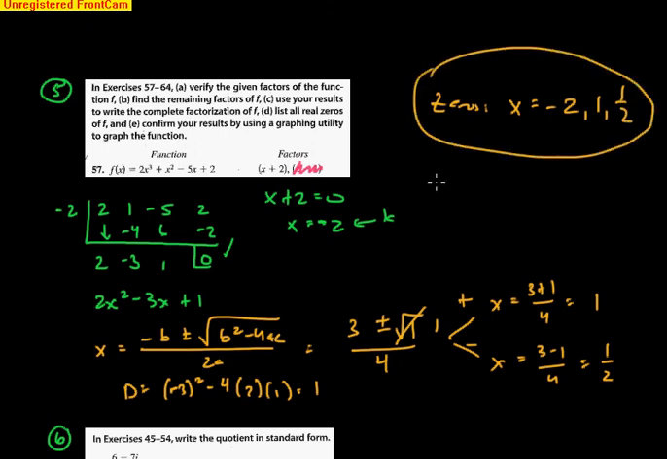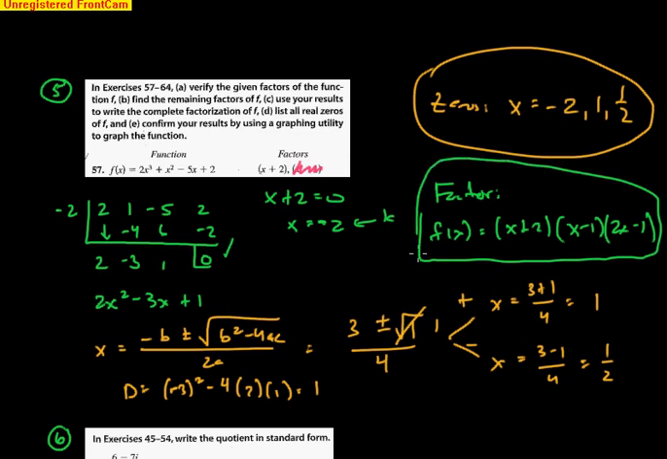The factorization of this polynomial f of x is the original one, x plus 2. This 1 becomes x minus 1, and the 1/2 becomes 2x minus 1. The 2 goes with the x, and then you subtract the 1, 2x minus 1. And there's the factored form. So make sure you can do both for the quiz.